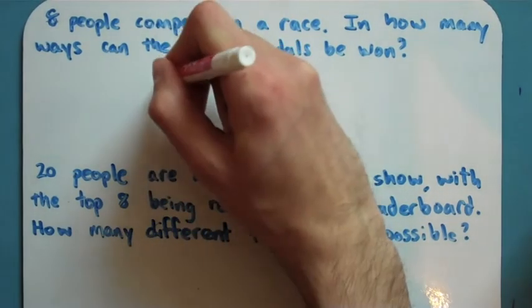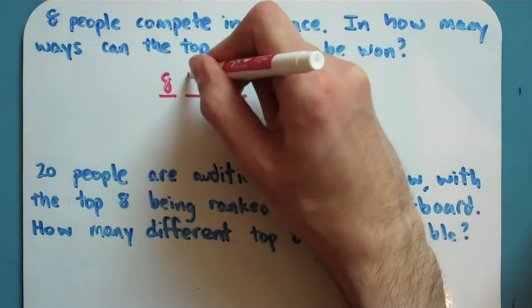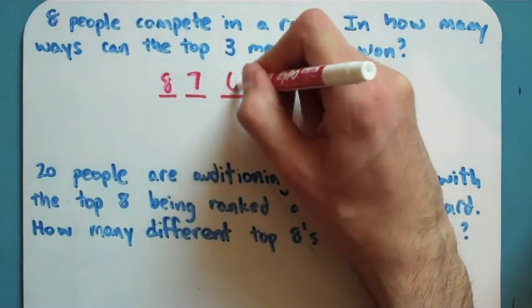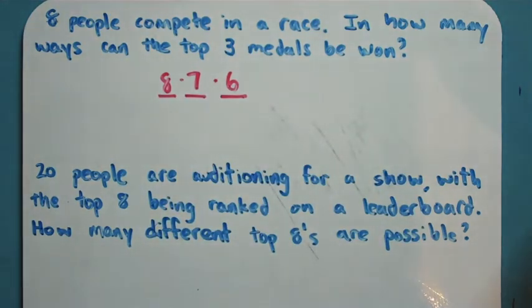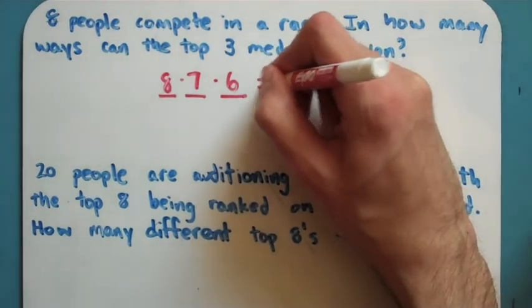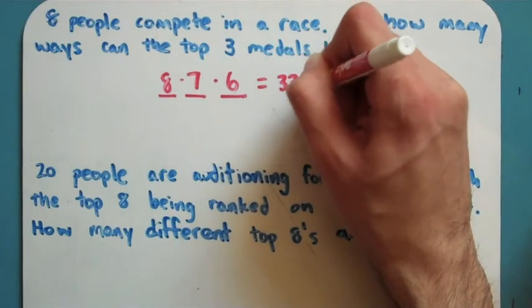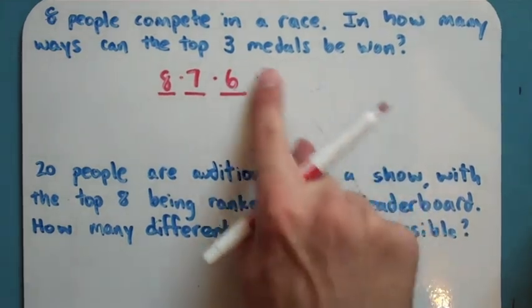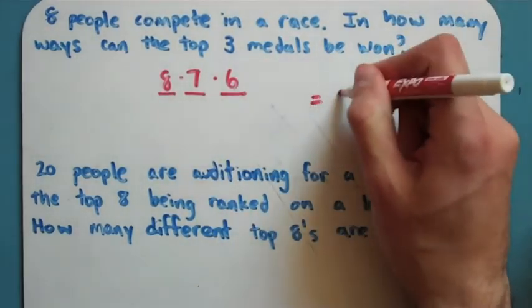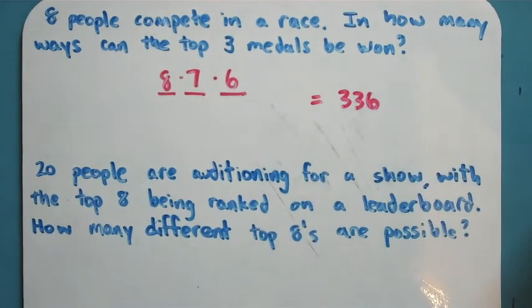I have 8 choices for this one, I have 7 choices for this one, and I have 6 choices for that spot right there. And I don't need any more than that, because I only want the top 3 in this problem. If I multiply those together, I'm going to end up with 336 possibilities. So let me write that a little farther, actually. I'm going to write that over here. I'll come back to that in a minute. Let's do our second one, though.